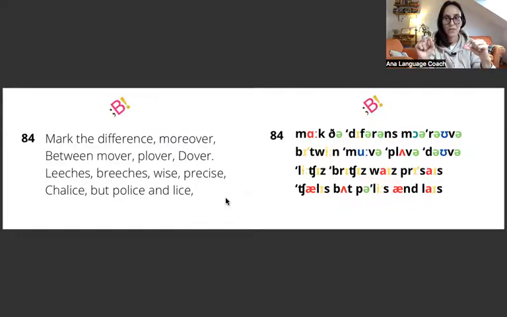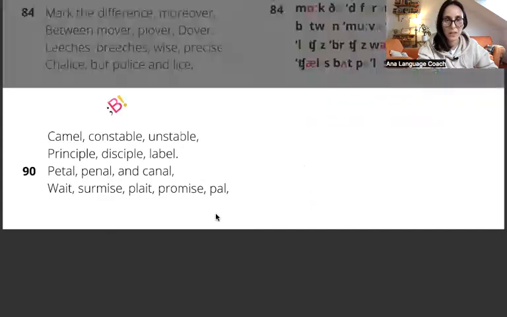dover, liches, bridges, wise, precise, chalice, but police. Remember, it's not po, it's not o, it's a schwa, police, okay, police, and lice, okay. Let's keep going with the reading.